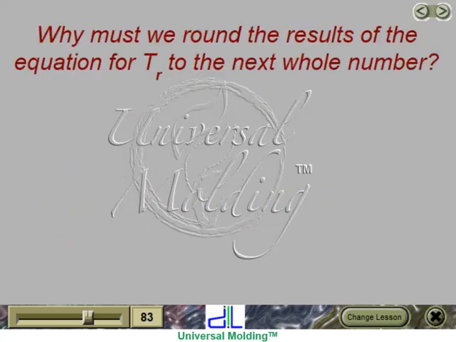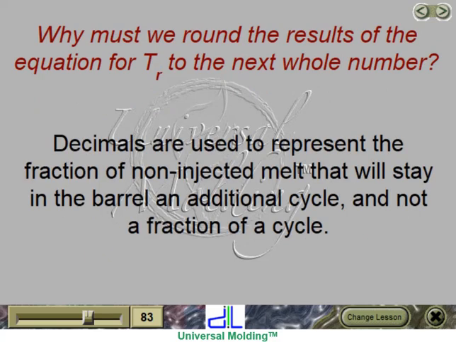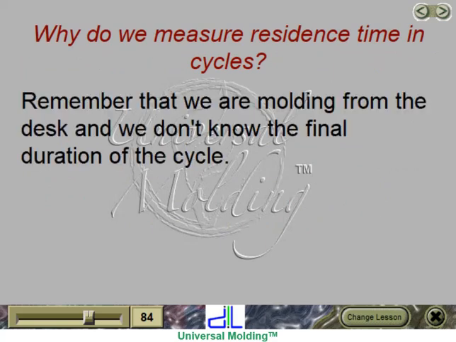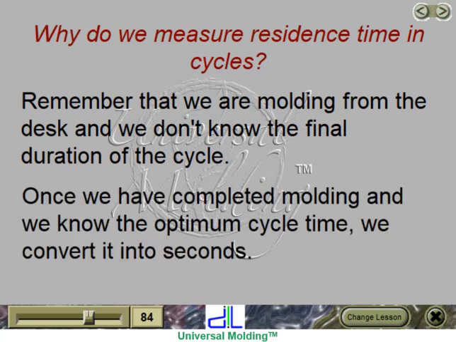Why round the results of the equation for T sub r to the next whole number? Decimals are used to represent the fraction of non-injected melt that will stay in the barrel an additional cycle, and not a fraction of a cycle. Why do we measure residence time in cycles? Remember that we are molding from the desk, and we don't know the final duration of the cycle. Once we have completed molding and we know the optimum cycle time, we convert it into seconds.